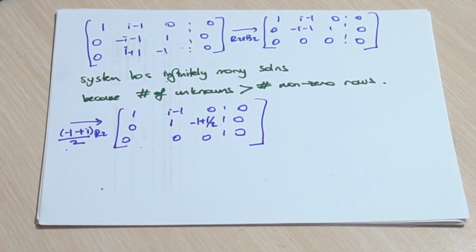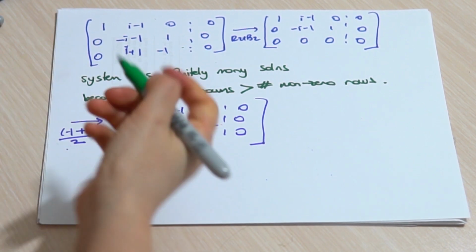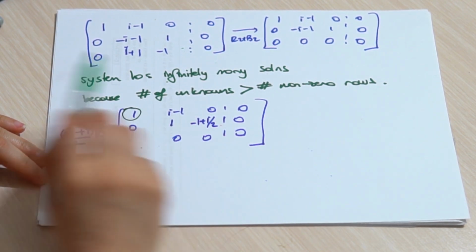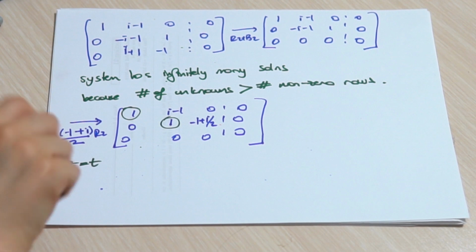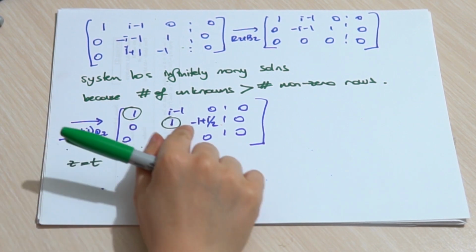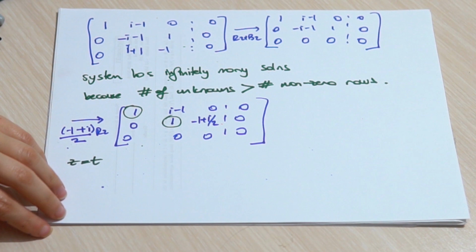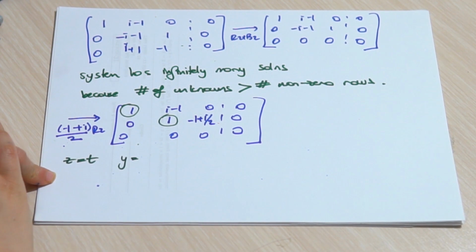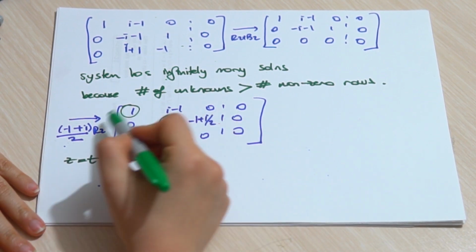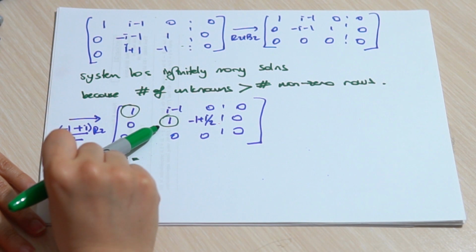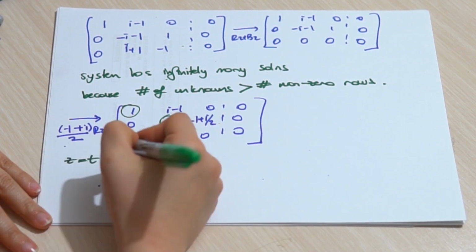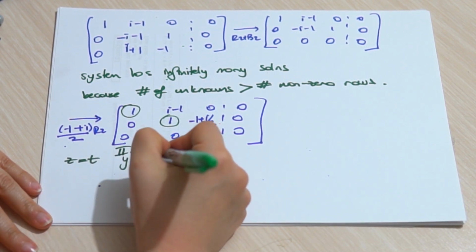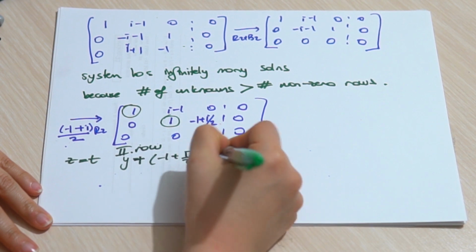So now we need to find this set. What is this set? Let's say z is equal to t. There is 1 in the column for x and there is 1 in the column for y. So let's say z is equal to t. Then let's look at the second row. The second row gives us y plus minus i over 2 z is equal to 0.